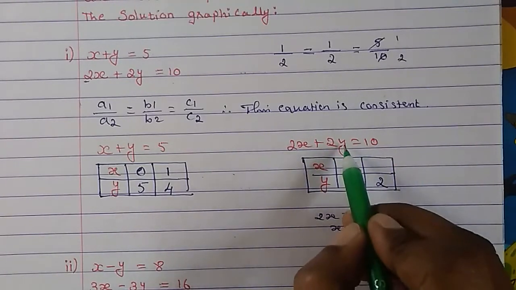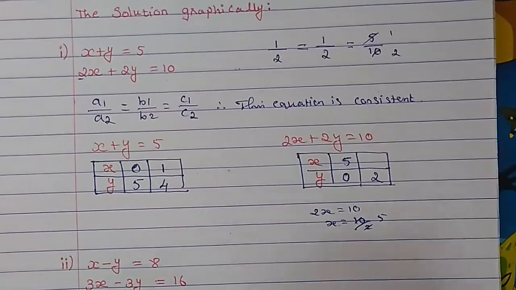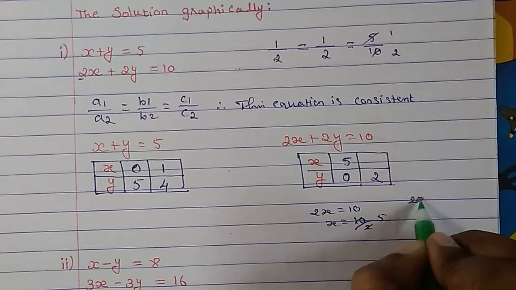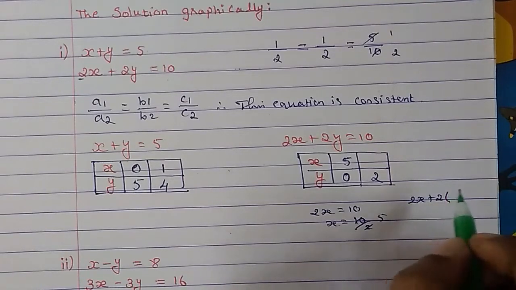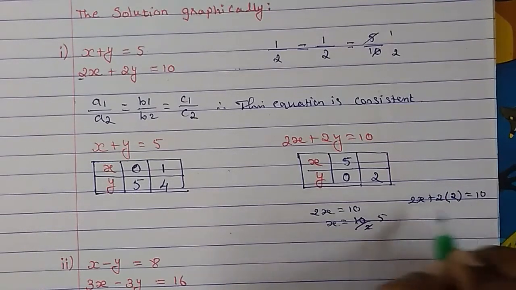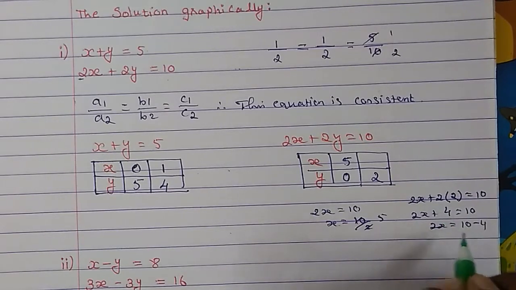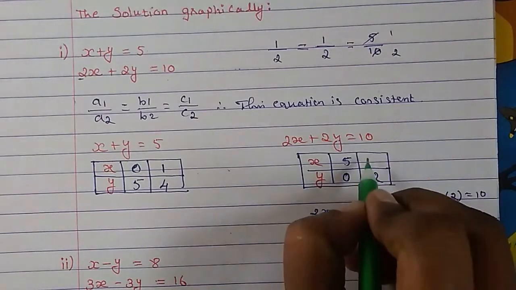So if I'm taking y as 2, then maybe we'll get 2x plus 2. In the place of y I'm taking 2. So 2x plus 2 2s are 4. So 2x equal to, this 4 goes there, minus it will become, so 2x equal to 6, then x equal to 6 upon 2, 3. So x value I am getting 3.